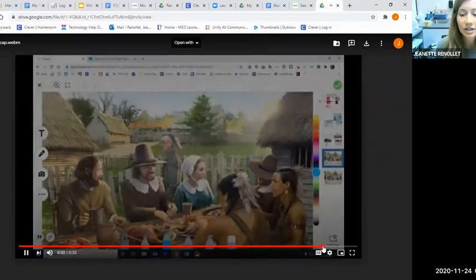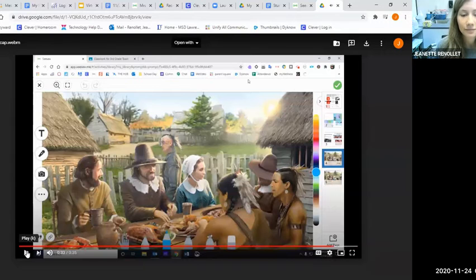Okay, so let's look right here. Let's just take a minute to look at this painting, illustration of the Pilgrims and the Native Americans. I want you to put in your brain one way that these two groups of people are the same. Look at the picture. Find one way these two people groups are the same.